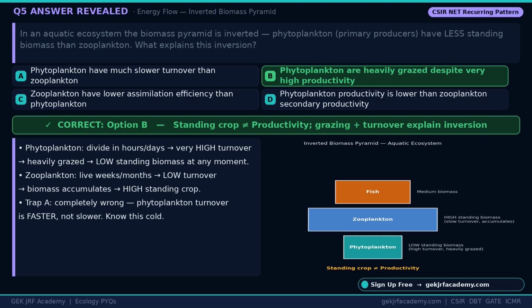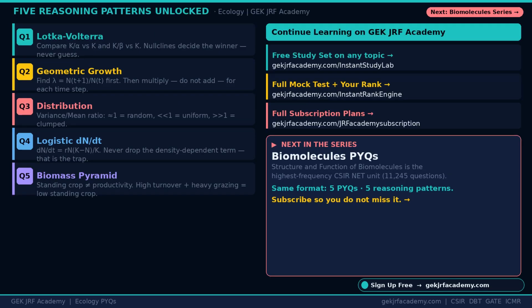upward from phytoplankton. Option A is the opposite of reality. Options C and D describe mechanisms that have nothing to do with the inversion. Whenever you see an inverted biomass pyramid question, the answer always connects back to turnover rate and grazing pressure. Those were 5 ecology frameworks from CSIR NET. For Lotka-Volterra competition, compare K over alpha and K over beta. The nullcline positions, not gut feeling, decide the winner.